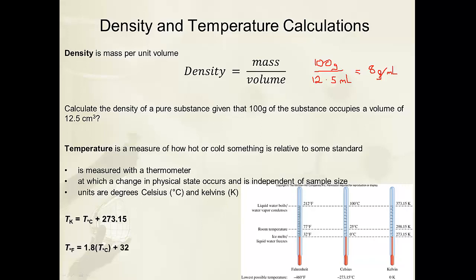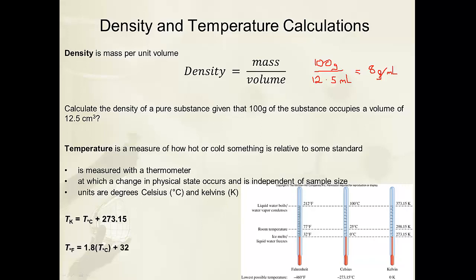So the Celsius scale, as most of you are probably aware, at 0 degrees Celsius, that's the freezing point of water. 100 degrees Celsius is the boiling point of water. Okay, it's an arbitrary scale.